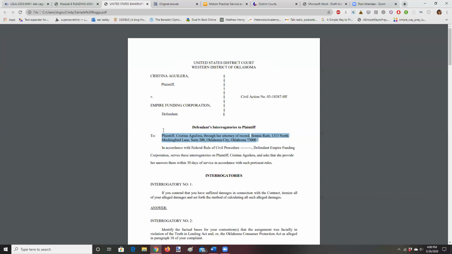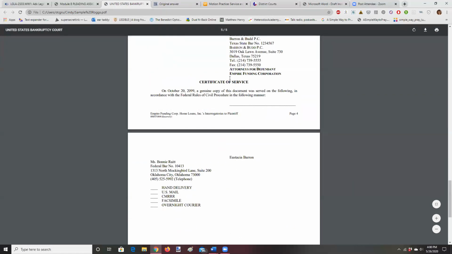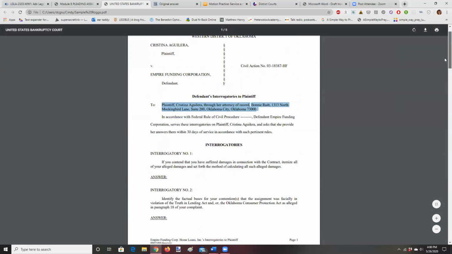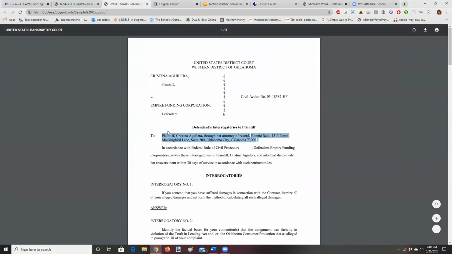If it's going to the court, we don't need this "to" line because we're going to handle that through the certificate of service. Now, when we have a "to" line, we're still going to have a certificate of service, of course. That's a requirement all the time. But sometimes people get confused and ask, when do I put the "to" in? When do I not put the "to" in?